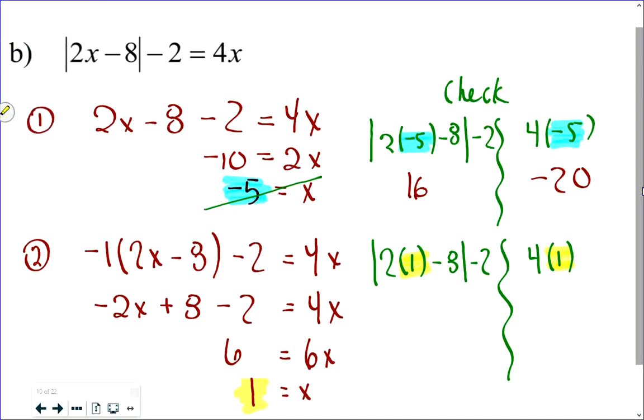2 times 1 is 2. 2 minus 8 is negative 6. Negative 6 as an absolute value is positive 6. Positive 6 minus 2 is 4. And 4 is a solution because we get 4 on both sides.